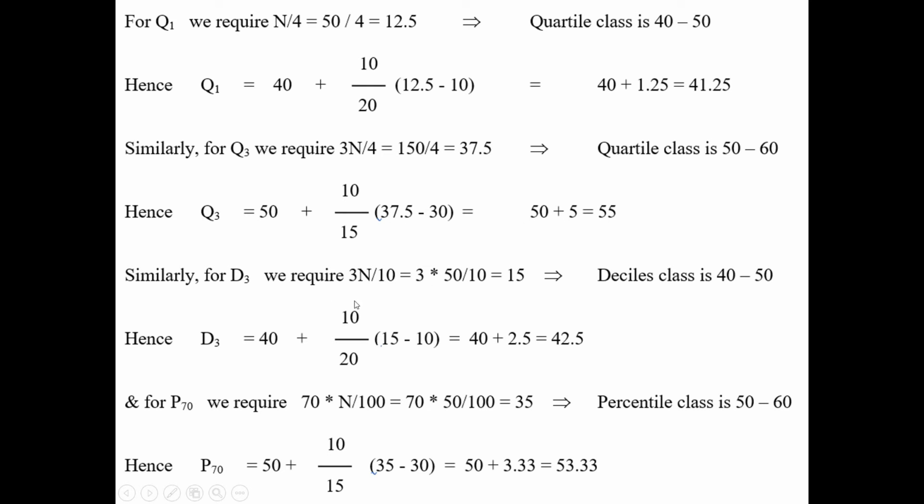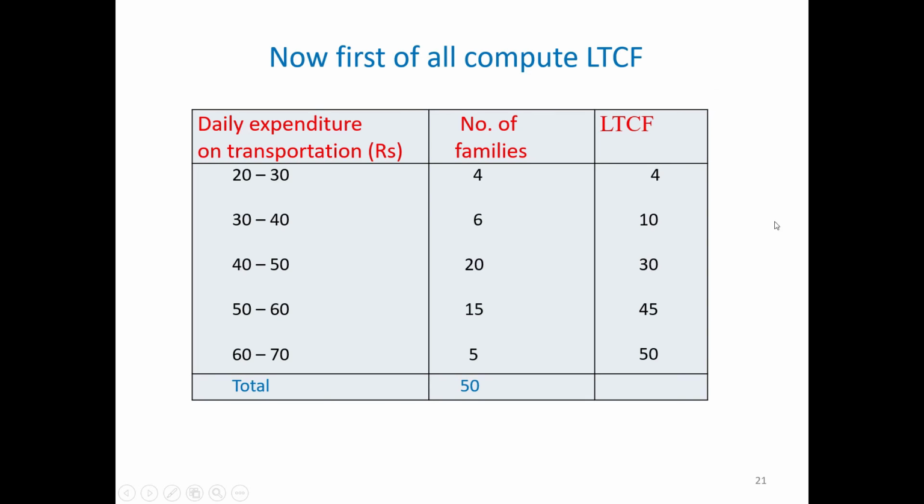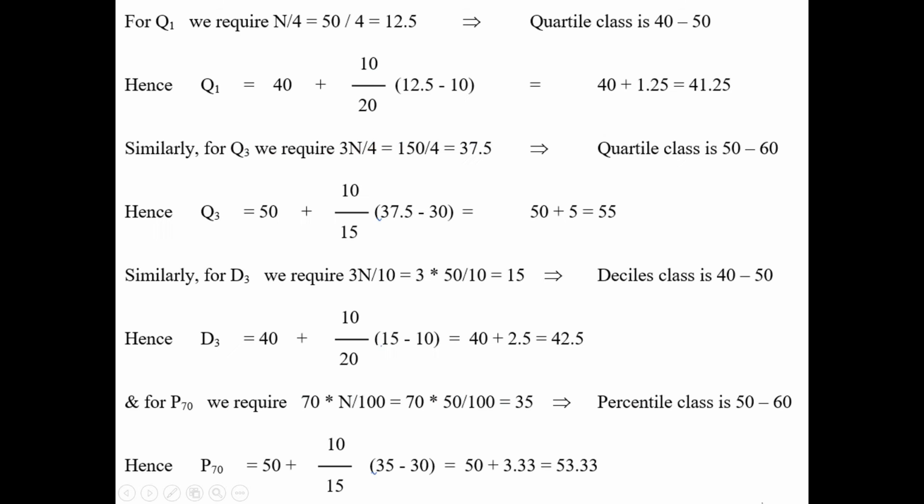Similarly for D3, we require 3 times n by 10, that is equal to 15. 30 is more than 15, so our decile class will be 40 to 50. So D3 works out to be 42.5. Similarly, we can compute P70. So that's how we can compute the values.